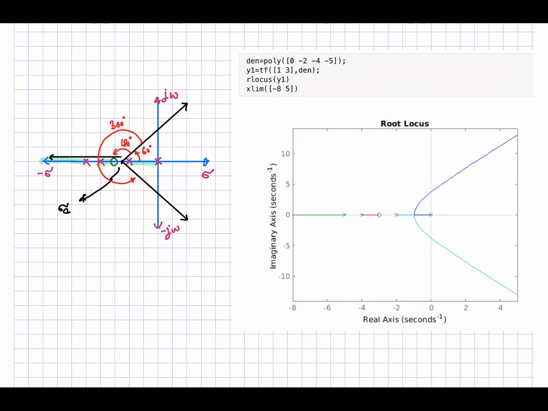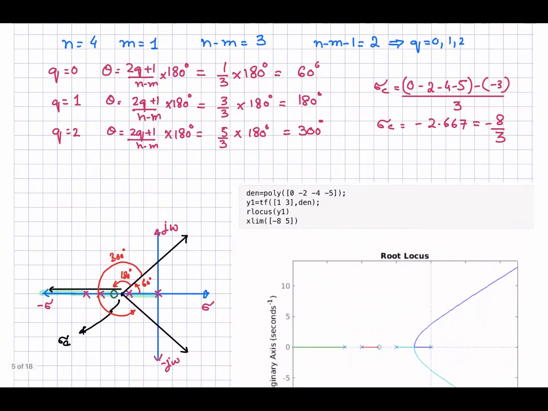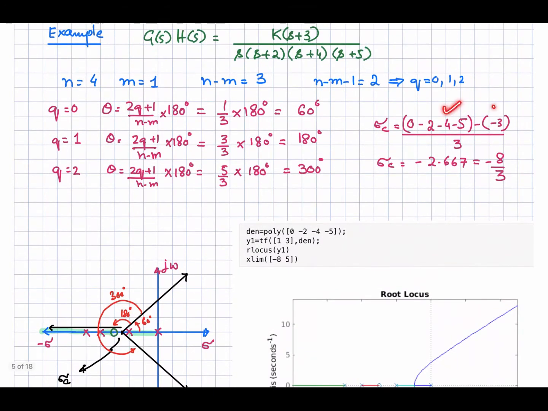That is the third rule, how to determine the portion of the real axis that is part of the root locus. And then the fourth rule was related to the calculation of the angle of asymptotes. Those we have calculated over here. And the fifth rule was related to the calculation of the centroid. So that is equal to the sum of the real parts of the poles minus the sum of the real parts of the zeros. So 0, minus 2, minus 4, minus 5, and the real part of the zero is minus 3. So that gives us minus 8 by 3. So your centroid will intersect your real axis at minus 8 by 3.